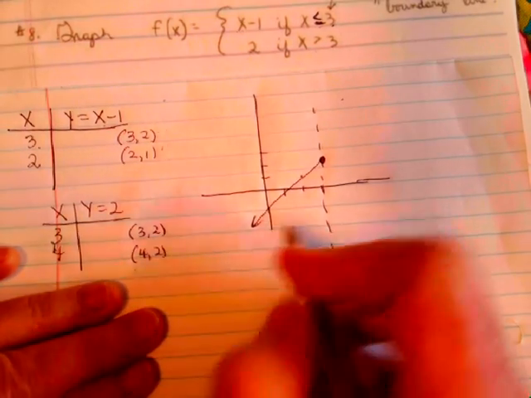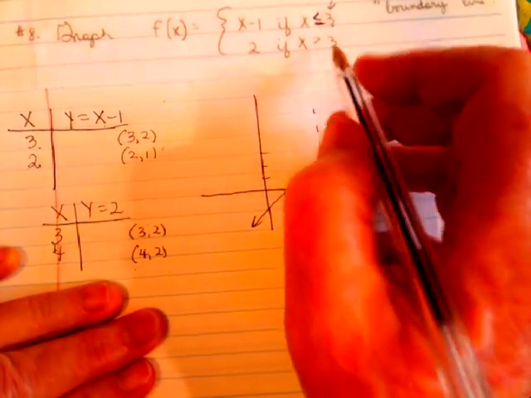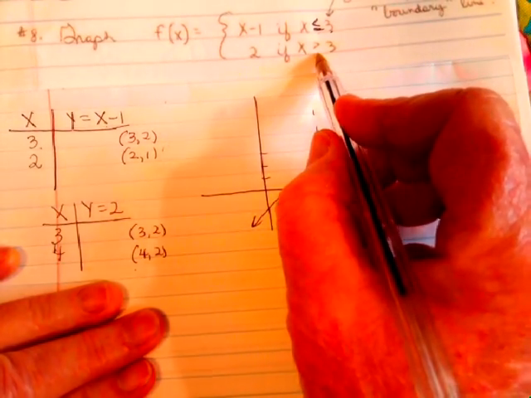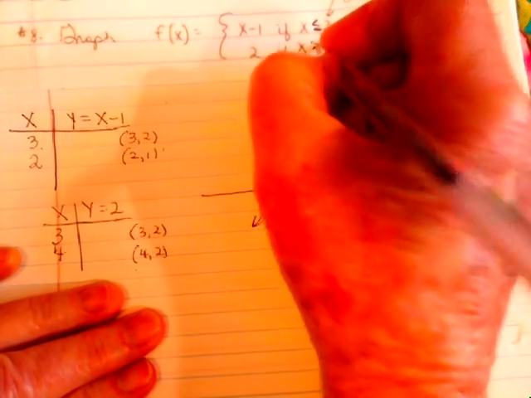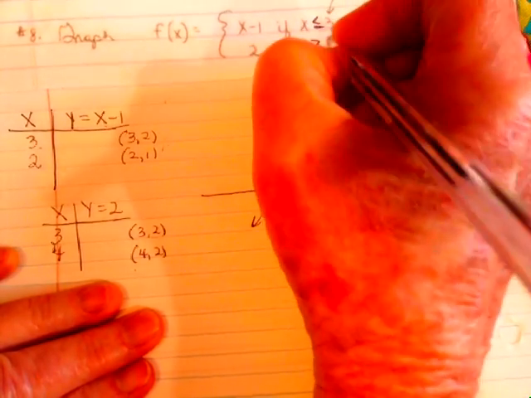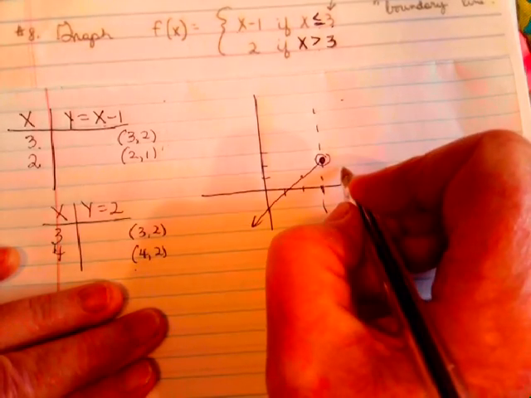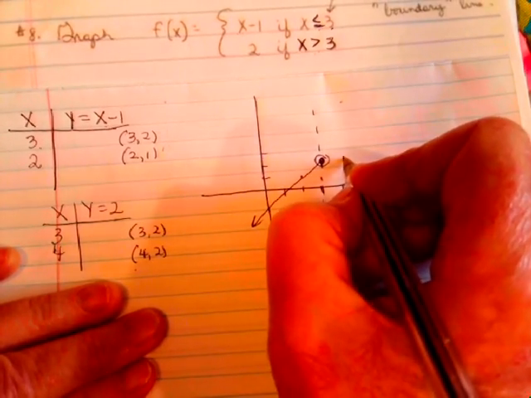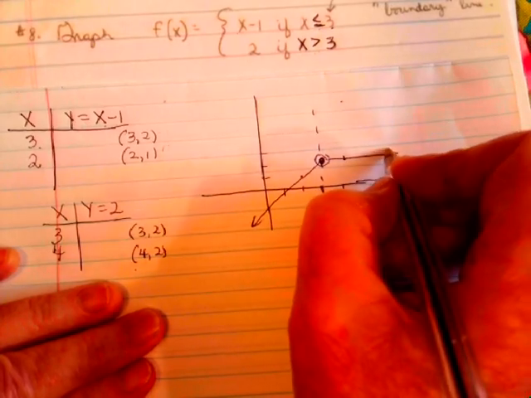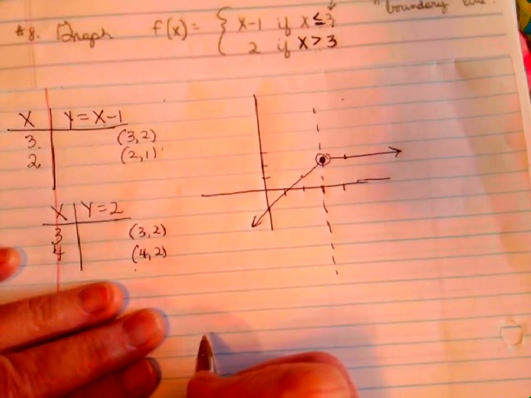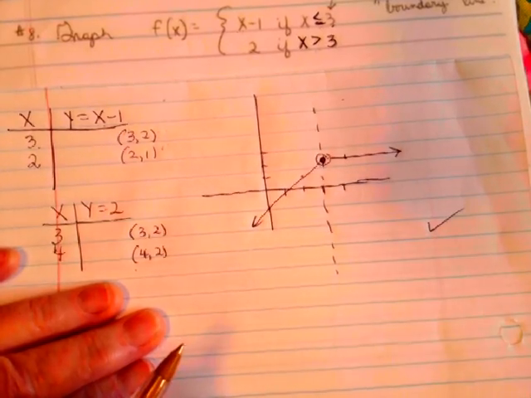For that second table, I go over 3 and up 2, and this time I make an open circle because this does not have a bar under it. It is just x is greater than 3. Now I go over 4 and up 2 right here. I have now drawn my piecewise function, and it really wasn't as hard as it looked.